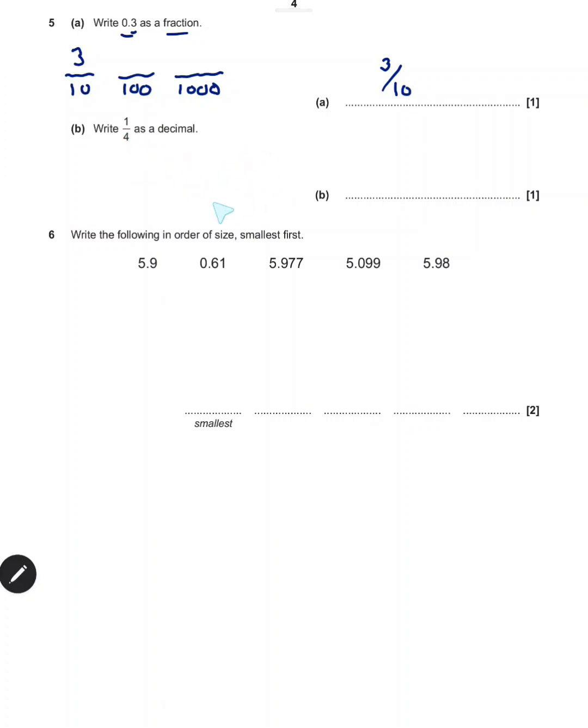Writing 1/4 as a decimal, some people just know what this is, but if not, see it as a division. You're going to do 1 divided by 4, or how many 4s into 1? 4s into 1 is 0, so we need some decimals and some digits to work with. 4s into 1 is actually 0 remainder 1. 4s into 10, 4, 8, so 4, 8 is 2, with 2 left over. And 4s into 20 is 5. 1/4 is 0.25.